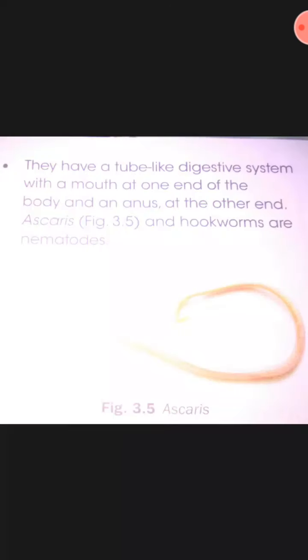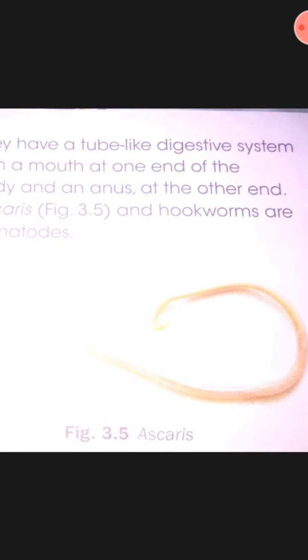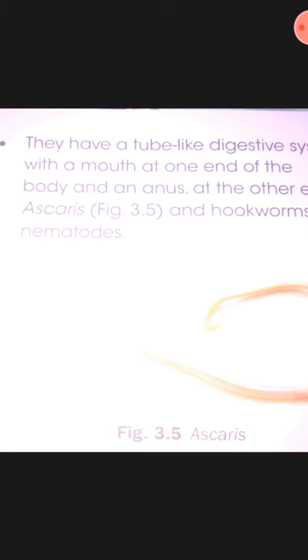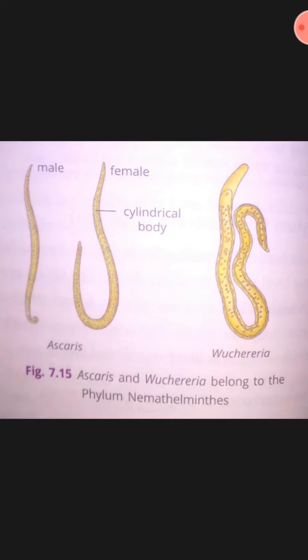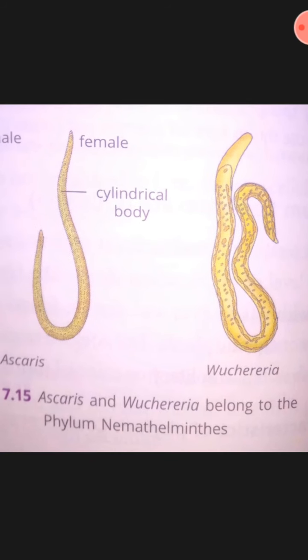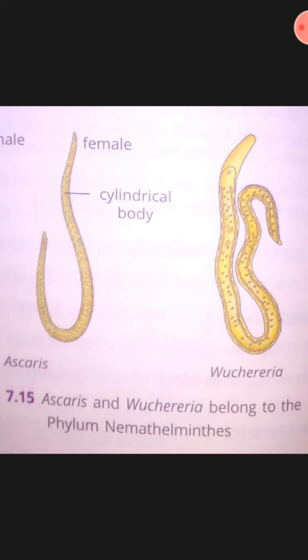Example of it is Ascaris. It has a mouth at one end and an anus at the other end. The mouth is for intake, ingestion, and the anus is for egestion, to excrete the waste. Examples are Ascaris, hookworm and Wuchereria bancrofti. These all are examples of Nemathelminthes or Nematoda.